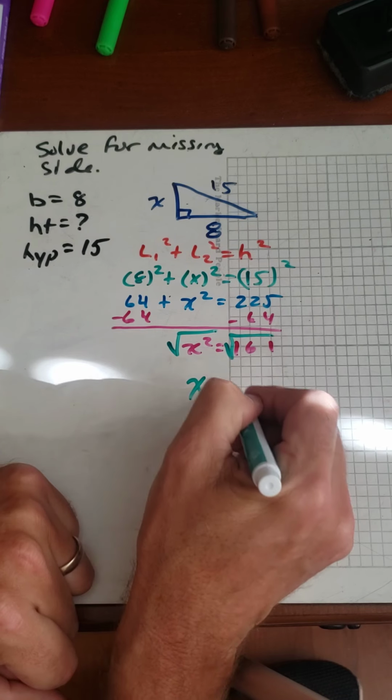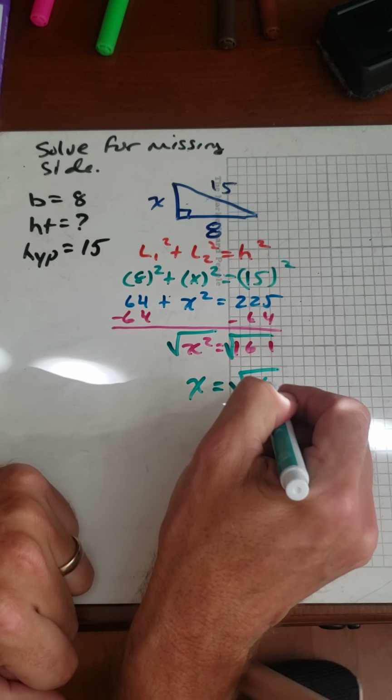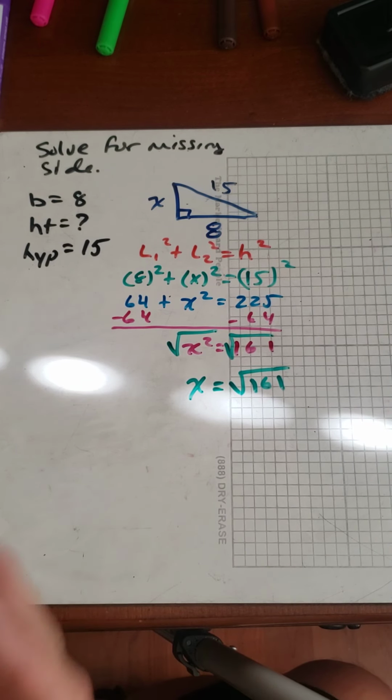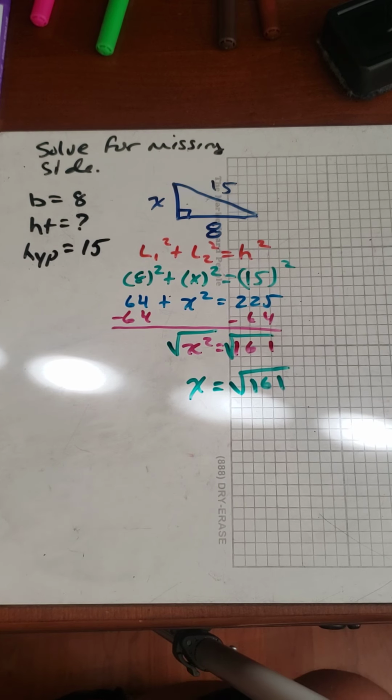And then for the homework tonight, you can leave it just like that. I don't care if you know what the square root of 161 is. It's not a perfect square, so it's going to be some decimal. I know it's going to be 12 point something, and if I had to guess, it'd be about 12.8. But if you plug this into your calculator, it's going to give you a super long decimal, so I'm not even going to worry about it. Just leave it as the square root of 161, and that's good enough.